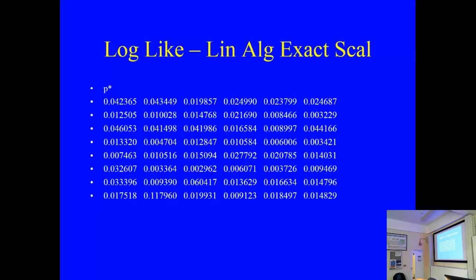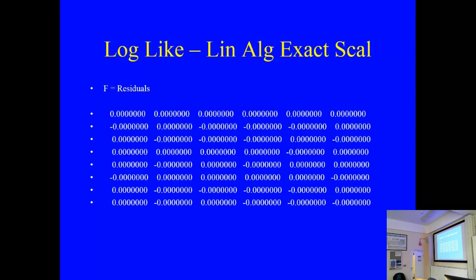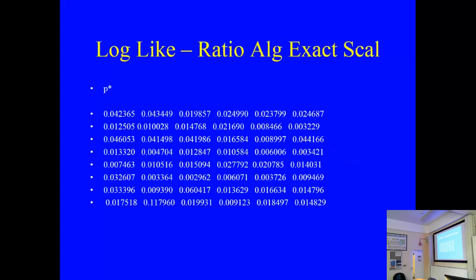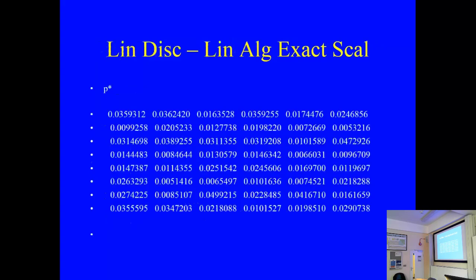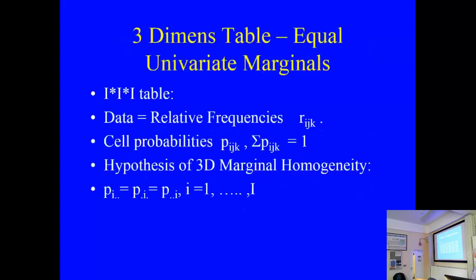Here are the maximum likelihood estimates. Here are the residuals, and this is using the linear form of the algorithm. Now using the ratio version of the algorithm, 0 residuals, the ratio is equal to 1. And here is an example of using one of the other criteria, the linear discriminant: different estimates, and again, 0 residuals, and there are no ratios.